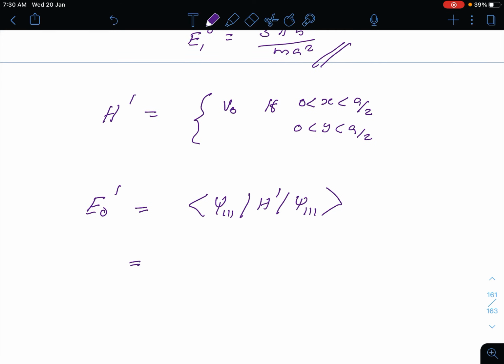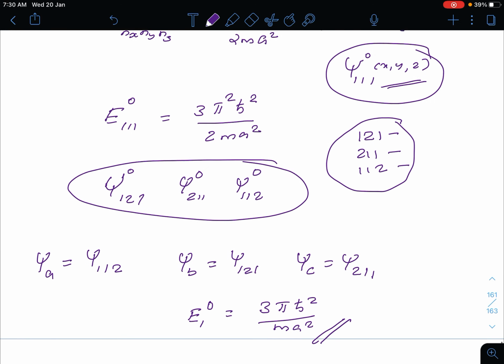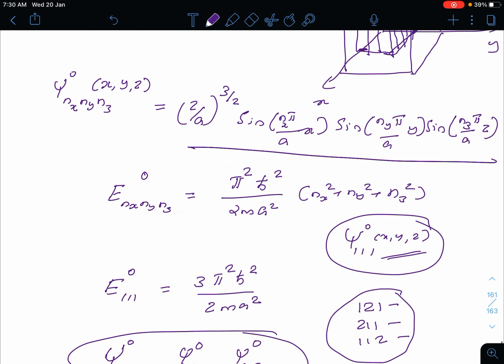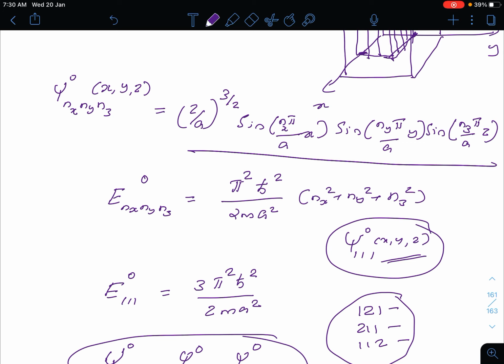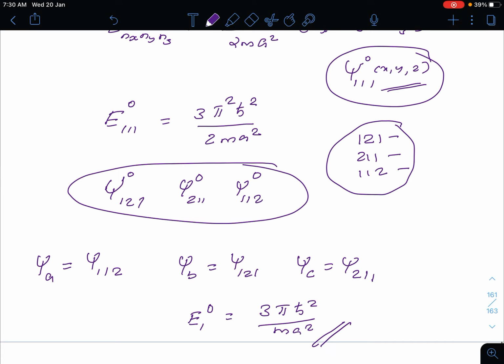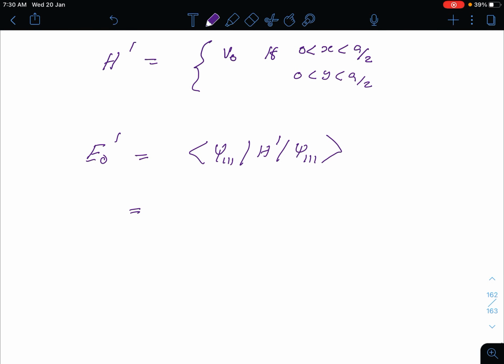So what is psi? What is the general form of psi? This is the general form of psi. Here all these nx, ny, nz are 1. So sine pi x by a, sine pi y by a, sine pi z by a, times root 2 by a cubed. Okay, so we will be taking it. So let's integrate this.